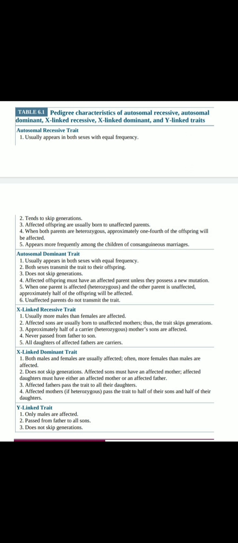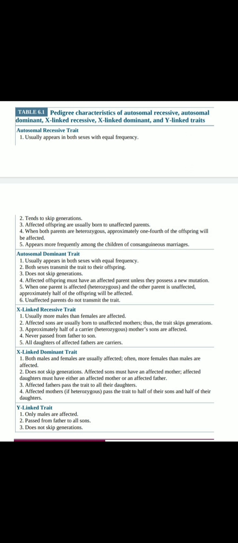The autosomal recessive trait usually appears in both sexes with equal frequency. So this autosomal recessive trait is seen in both sexes equally and tends to skip generations. Okay, if one person of the first generation has the disease, the second generation doesn't have the disease, and the third generation has the disease. So there is a skipping of generations. Affected offspring are usually born to unaffected parents. So since there is a skipping of generations, the affected children are born to unaffected parents.